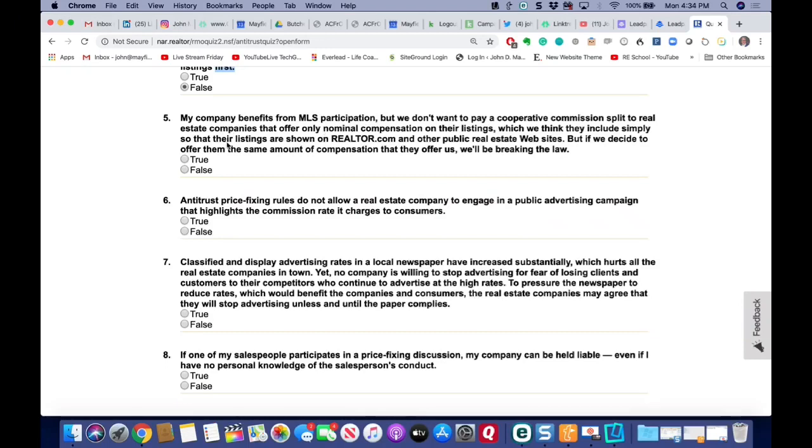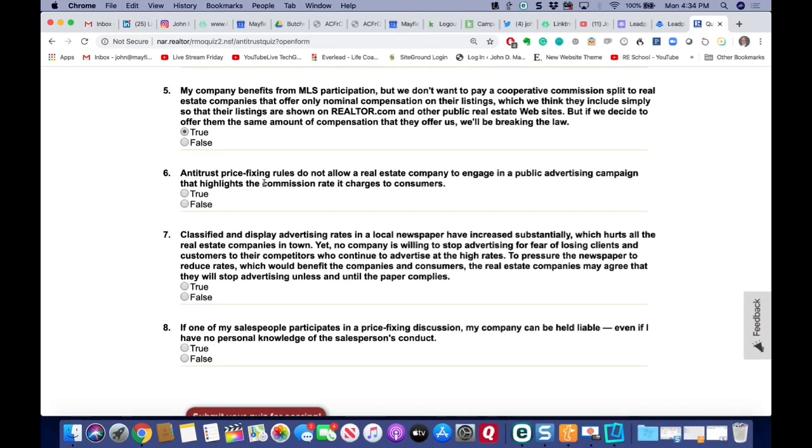I think that's true. Number 6, antitrust price fixing rules do not allow a real estate company to engage in a public advertising campaign that highlights the commission rate it charges to consumers.